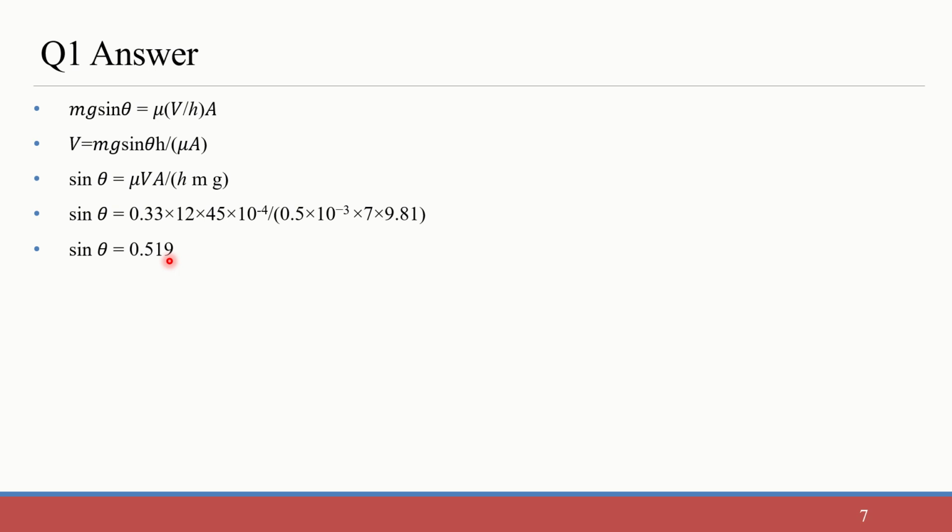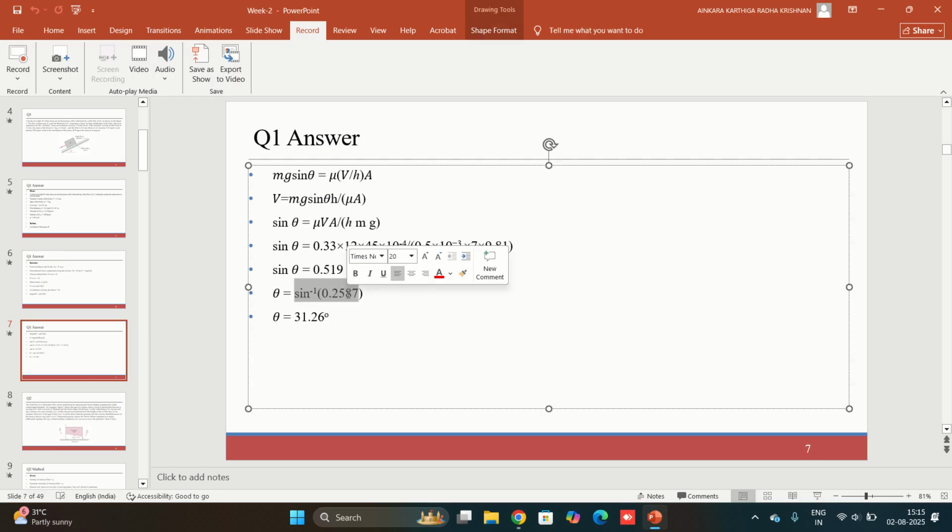So now since sine theta is 0.519, we need to know the theta. So we are taking sine inverse, and so theta is equal to sine inverse of 0.519. Sorry, why did it come 0.587? I'll just check once. Sine inverse of 0.519. Yeah, sine inverse of 0.519.